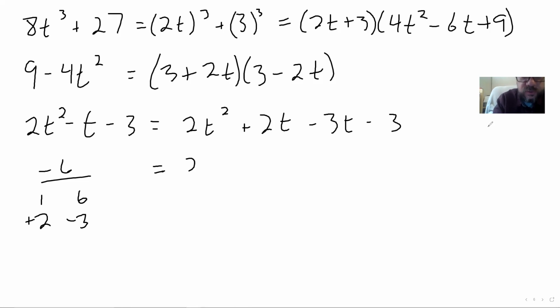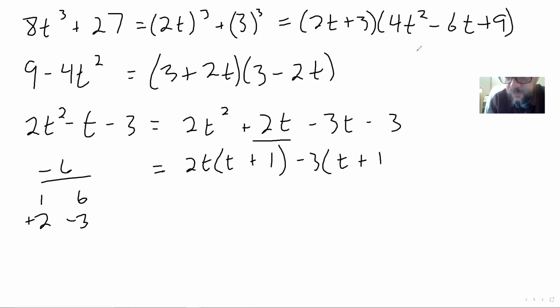And so we're going to pair them up again, as always, with grouping. Pull out the 2t, so 2t times t plus 1. Remember, when I pull a 2t out of 2t, I don't get left with 0, or with nothing. I'm left with a factor of 1, because when I'm trying to distribute this 2t in order to get this, I need to have something there to multiply it by, right? So 2t times 1 is how I get the 2t there. I'm going to pull a minus 3 out, and that'll leave me with a t plus 1 again. I'm going to pull a t plus 1 out, and that'll leave me with a 2t minus 3.